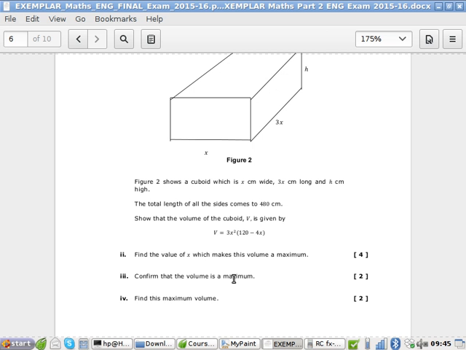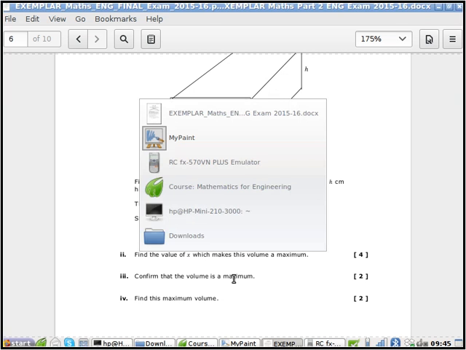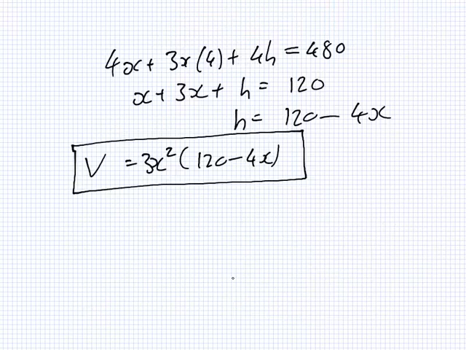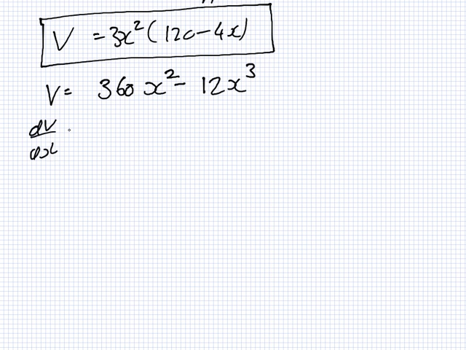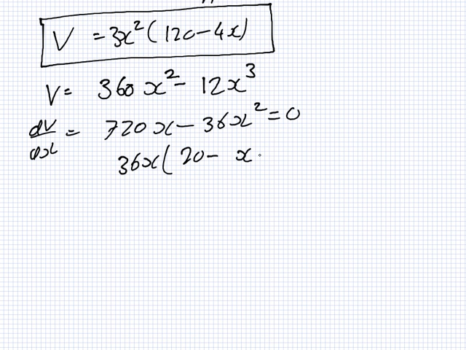Now you got the positive one. For the second derivative? Okay, let's see what's going on then. As you were saying, I shall multiply it out. So that's 360x squared, right? Yes. Minus 12x cubed. And the derivative here is 720x minus 36x squared, which equals 0. So if we take out 36x, that's 20 minus x.